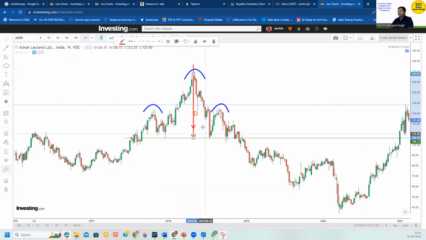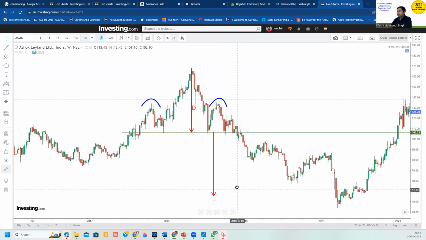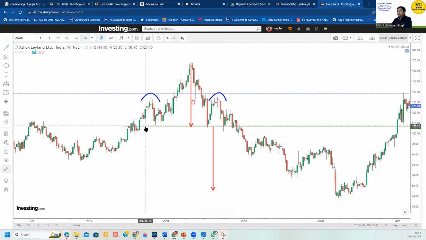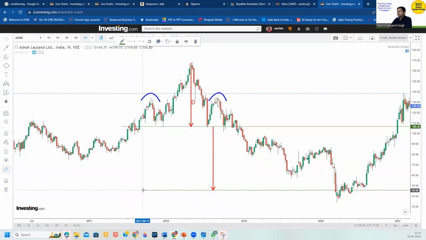But the next target would be one more D. How to draw it? I'll select the same arrow, copy and paste, and I will get another arrow of similar length. I will pick it up and place it. The starting point is at the neckline, and the bottom part will be wherever it lands. If I put another support line there, that is going to be my next target.